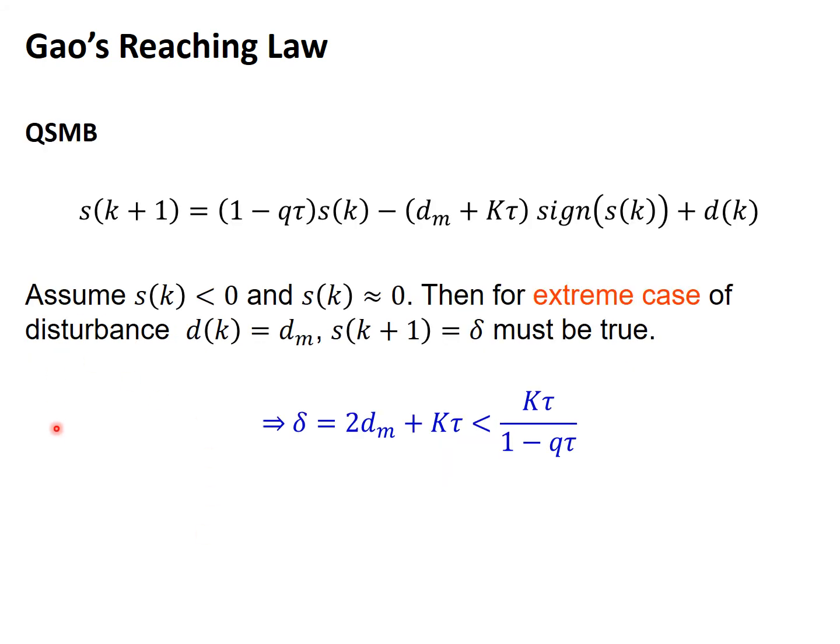What would be the quasi sliding mode band? So now we will calculate the quasi sliding mode band. For calculating it, you see this is the expression. We are assuming sk less than 0 and very nearly equal to 0. Then we can have the extreme case. So how far can it go? We are starting from the negative side. How far can it go to the positive side? That would be my band, that would be my bound, correct?